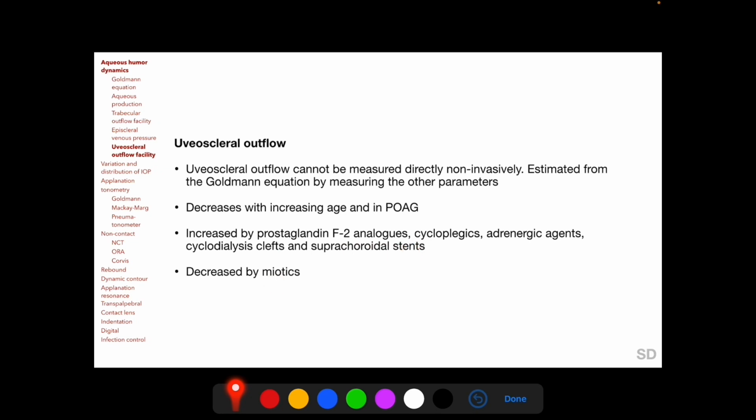decreased by miotics. The effects of cycloplegics and miotics on uveoscleral outflow are opposite to their effects on trabecular outflow, which is increased by miotics and decreased by cycloplegics. Increase of uveoscleral outflow by cycloplegics and decrease of uveoscleral outflow by miotics are secondary to the effects of these drugs on the ciliary muscles, and this is important to remember.